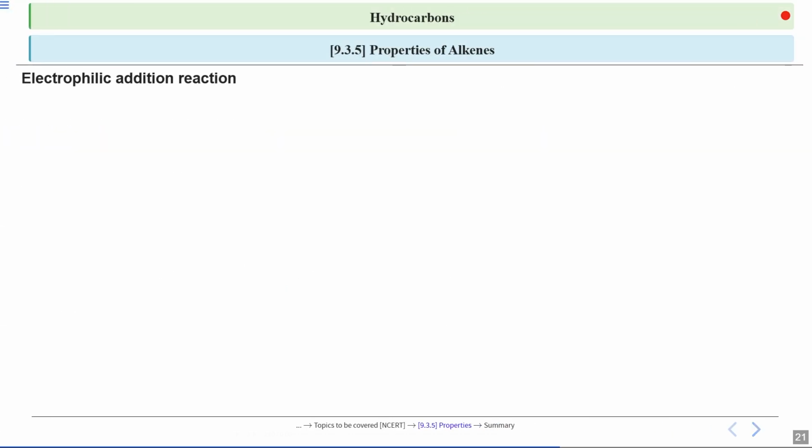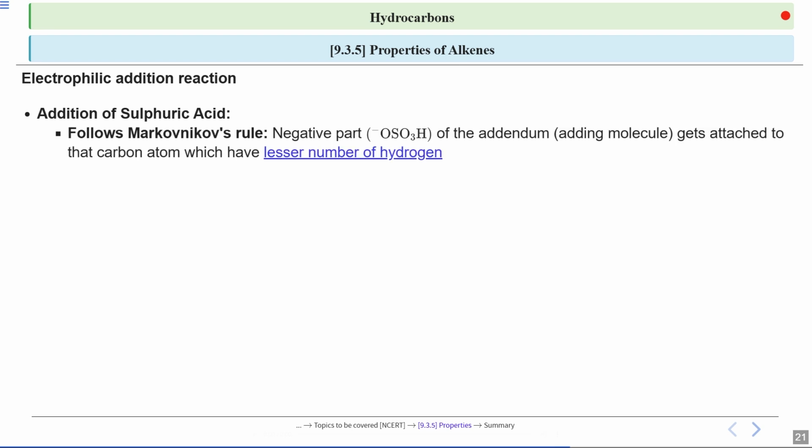Now, let us move on to another electrophilic addition reaction, which is addition of sulfuric acid. Now, remember, we will use this Markovnikov rule everywhere to represent the product side. It is seen that similar to the addition of HBr in a polar environment, here also the sulfuric acid is added in the Markovnikov fashion. Means the negative part, which is O minus SO3H of the addendum, gets attached to that carbon which has lesser number of hydrogen. This is because again due to the formation of more stable carbocation intermediate.